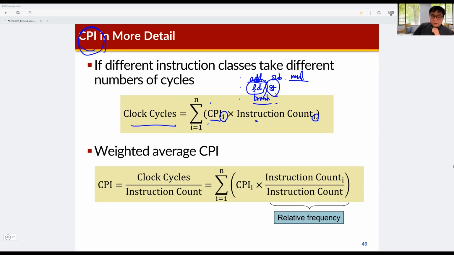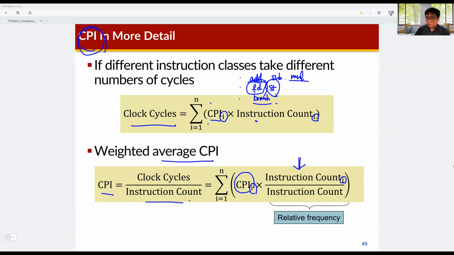It's obvious. And then sometimes you may be requested to calculate the average CPI. From the definition of the CPI, we can easily calculate the average CPI: clock cycles divided by the overall instruction count. That is the CPI of a certain instruction times the rate of this instruction count among the total instruction count.